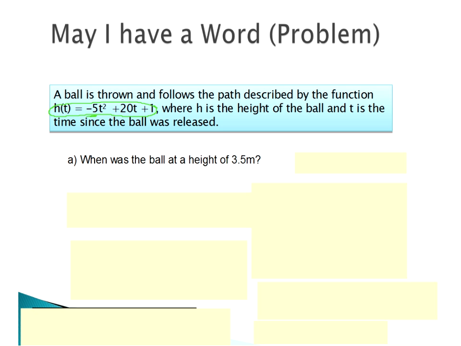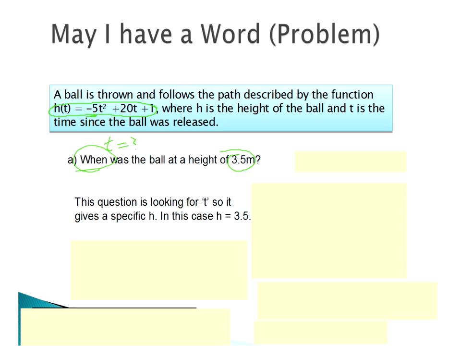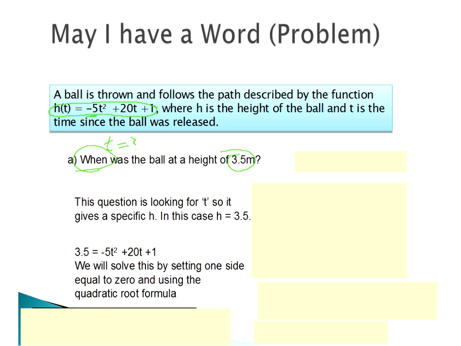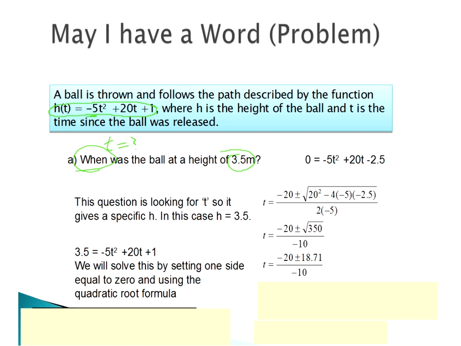When was the height 3.5 meters? So when means I'm solving for t. Anywhere I saw an h, I'm going to plug in 3.5. I'm going to set one side equal to 0. Again, I'm going to use the quadratic root formula. The reason I'm not finding the vertex is it didn't say anything yet about maximum or minimum. It just asked me when, so I'm trying to solve for t. And when I get down here, I see that I get these two answers.